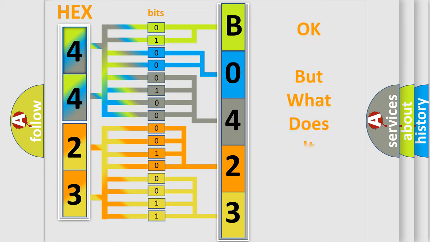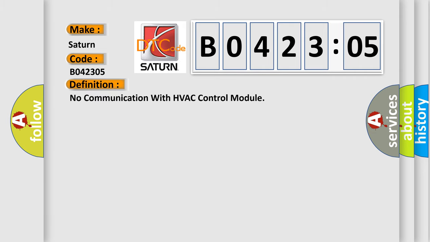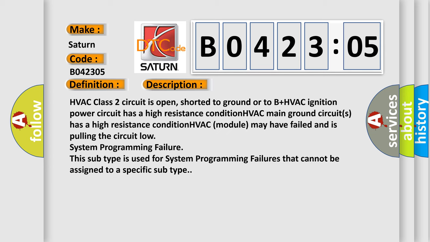The number itself does not make sense to us if we cannot assign information to what it actually expresses. So, what does the Diagnostic Trouble Code B0423-05 interpret specifically for Saturn car manufacturers? The basic definition is no communication with HVAC control module. And now this is a short description of this DTC code.